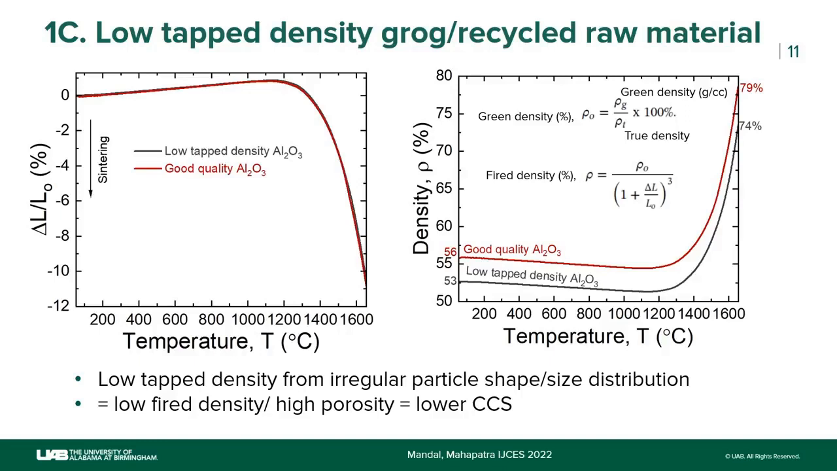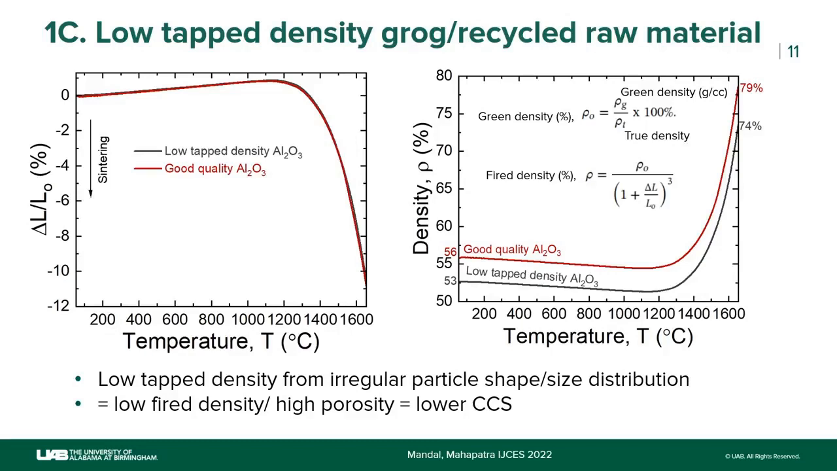You don't see any difference, but if you do some quick math on it, rho g is the green density, and you express this as a fraction of the true density of the material, which is 3.98 for alumina. So you get a percentage. You see that the good quality alumina has say 56% green density, whereas the low tap density alumina, let's call it the reclaimed material, has 53% density.